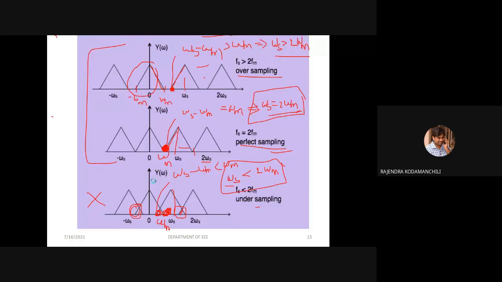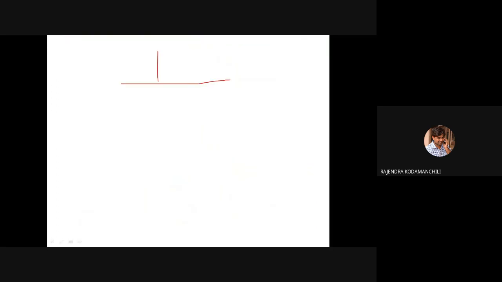And moreover, I will try to tell you once more. Whatever waveform we are getting here, I take some space here. It is 0, it is omega m. Here it is called omega s. What about this value? This value is omega s minus omega m. Here, this value is omega s minus omega m.